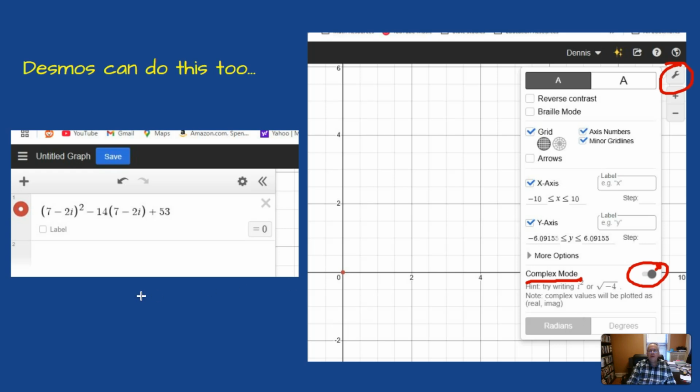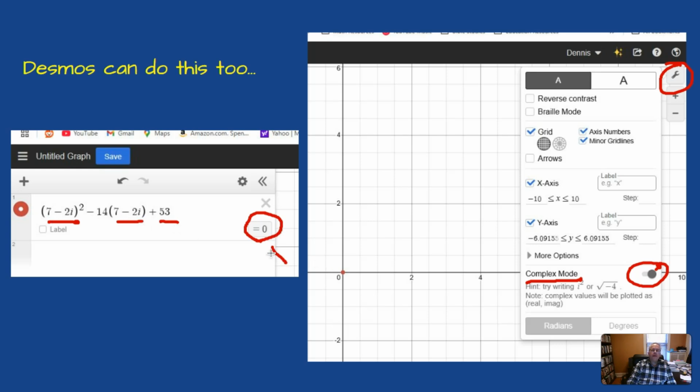And so we can go to the command line, and I just entered 7 minus 2i in for x, just to see what the equation would equal. And it turns out that it equals 0, just like we found on our calculator. So you can use Desmos also to check if a complex number is a solution to an equation.